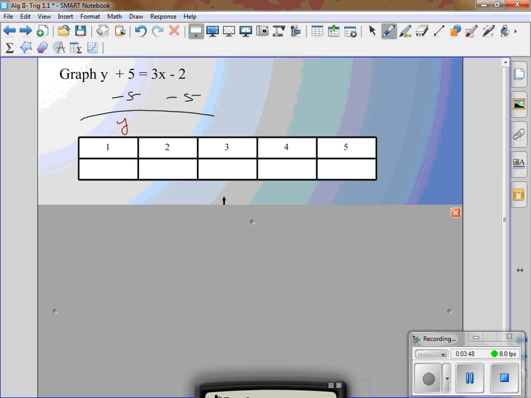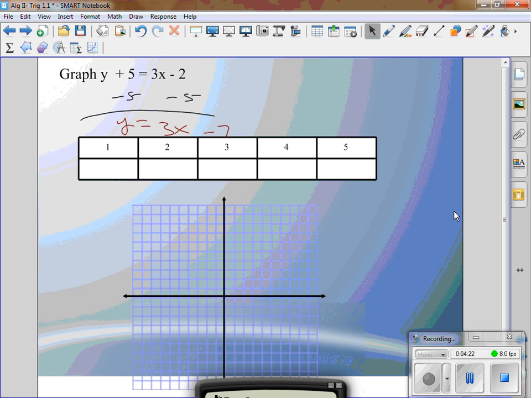My equation is y equals, notice how I lined up that 2 and that negative 5. You don't take the negative 5 and the 3x. Variables stick with variables, numbers stay with numbers. What's negative 2 and negative 5? Negative 7. So my equation is y equals 3x minus 7. Substitute in the 1, 2, 3, 4, 5. I know you guys know another way, but I'm trying to pace you into that. Fill in the chart that I want you to graph.